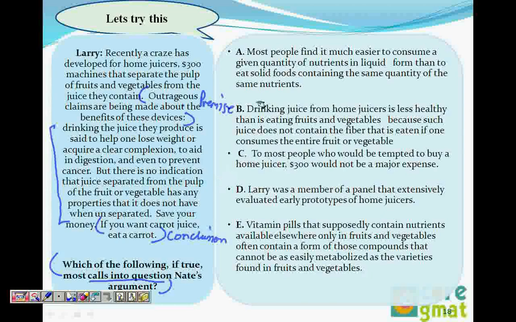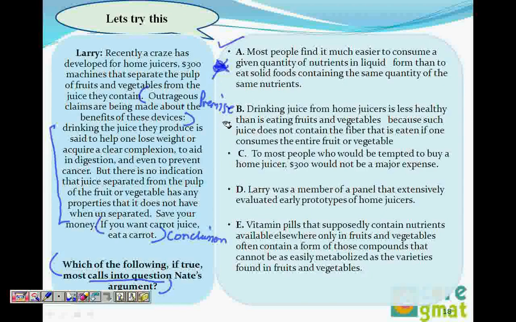Let's keep it if you think it is strengthening it. Yeah, so we keep it. So no, we don't keep it because we're supposed to weaken it. We are going to do it calls into question. Okay. So it says most people find it much easier to consume a given quantity of nutrients. Okay. No, this is not strengthening it. So you can keep it or you cannot keep it, but I'll still explain it. We'll keep it.